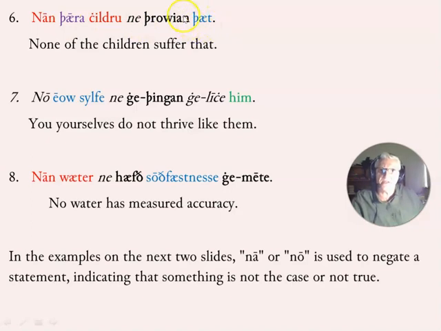And that is in the accusative because it's the object of the verb throwian. And here's the subject here with the genitive in the middle. No eo sulva ne yathingan ye yalicha him. Okay, you yourselves do not thrive like them. So not, no, you plural, as in two or more. Self, sulva, selves. Sulf would be singular, sulve plural. Not thrive like them. Okay.